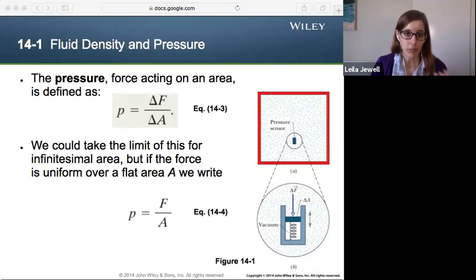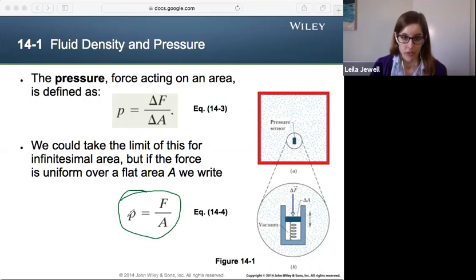We're going to call pressure the amount of force that the fluid exerts on the piston, exerted over that area. So delta F over delta A. We could look at the limit of this for an infinitesimal force and infinitesimal area, but assuming that the force is uniform over the entire area and that the area is flat, which is what it's going to be for our cases, we can then just write our pressure is equal to our force divided by our area.